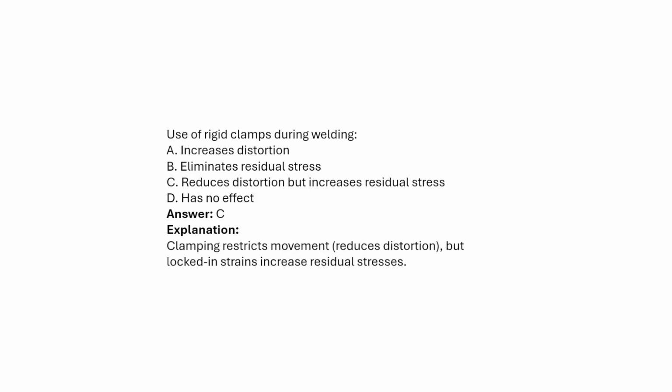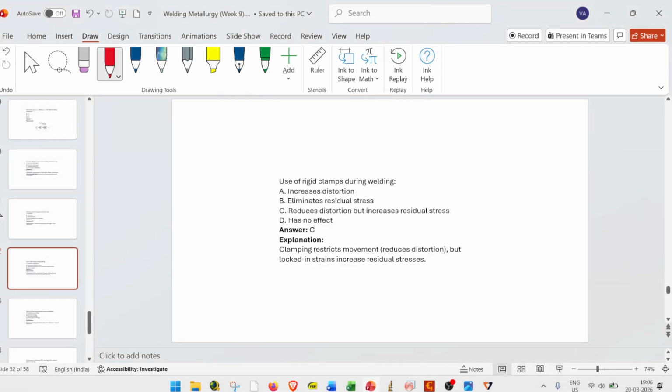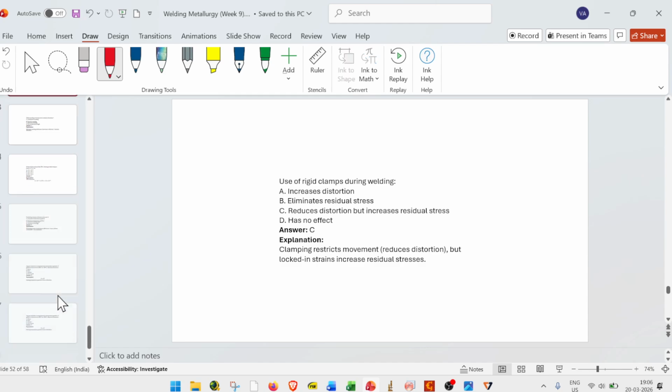Use of rigid clamps during the welding: increases the distortion, eliminates the residual stresses, reduces the distortion but increases the residual stresses, or no effect. Answer will be C. So clamping will reduce the distortion but increases the residual stresses. Those locked-in stresses we have to remove by post-heat treatment processes or peening process.